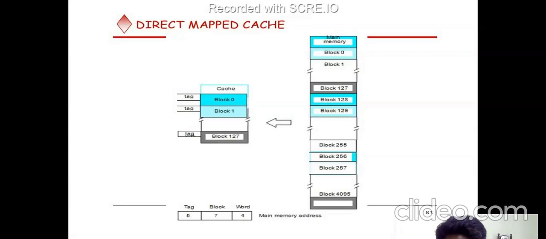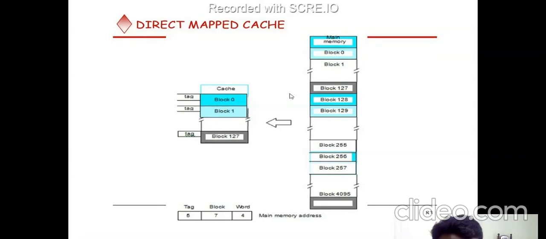Cache memory is divided into lines: line 0, line 1, line 2, up to line 128. Whereas the main memory is divided into blocks: block 0, block 1, block 2, up to block 4096. So this is the overall size of the main memory, and this is the overall size of the cache memory.